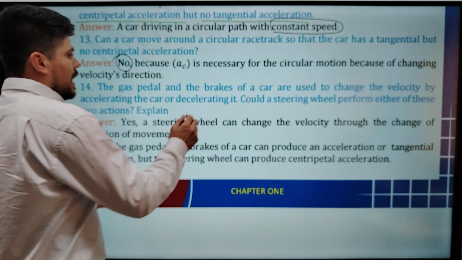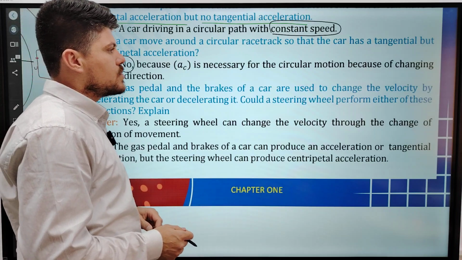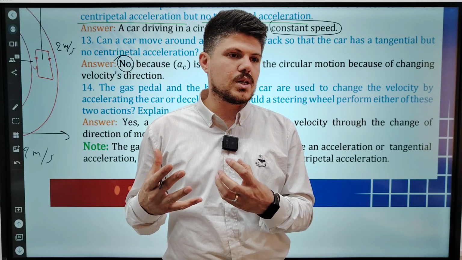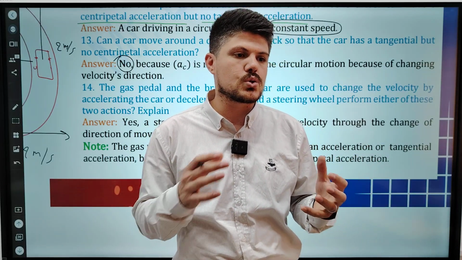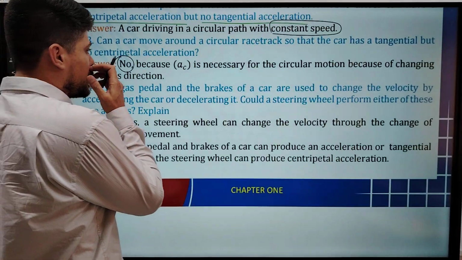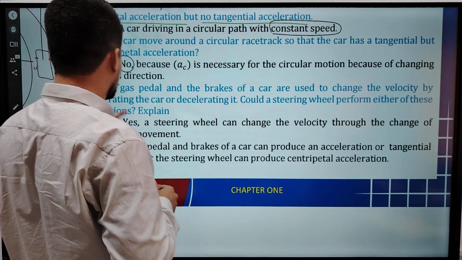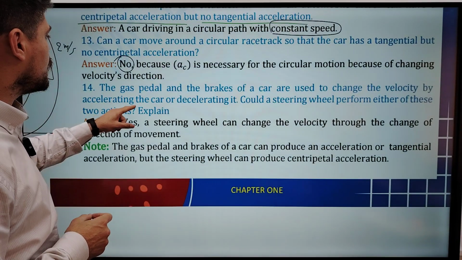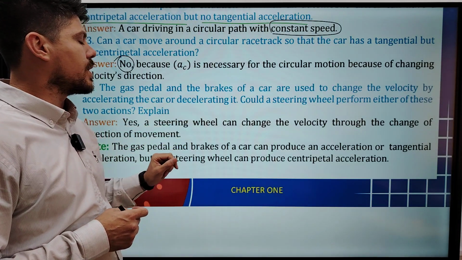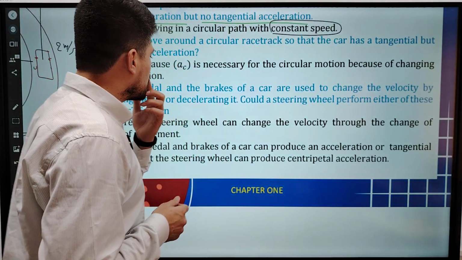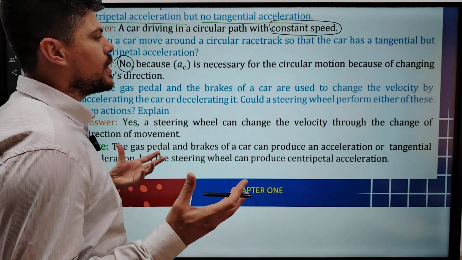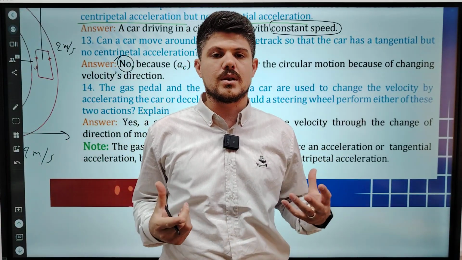Okay? And the brakes of the car are used to change the velocity. As I mentioned, the gas pedal goes to speeding up, but the brake goes to slowing down. So by using both the gas pedal and the brakes, we can change the velocity, accelerating with the gas pedal and decelerating with the brake. Okay, but which type of acceleration is produced by the gas pedal and brake? The tangential acceleration. Why?